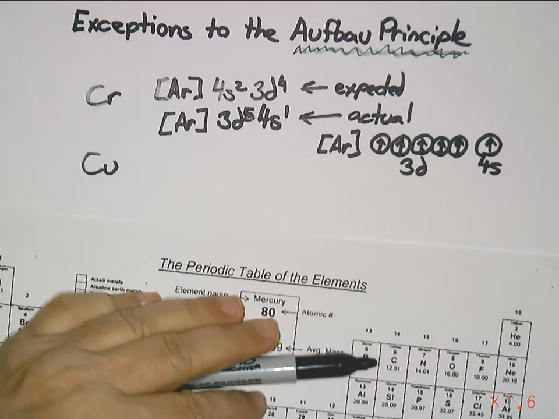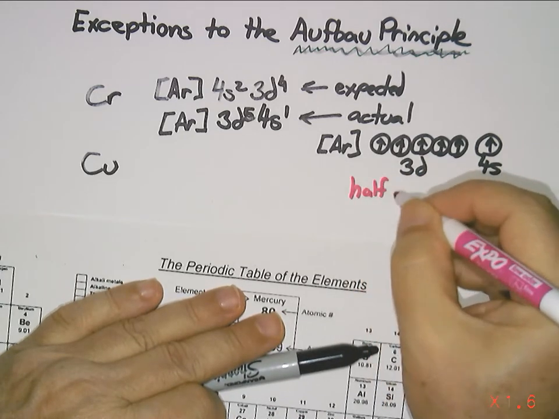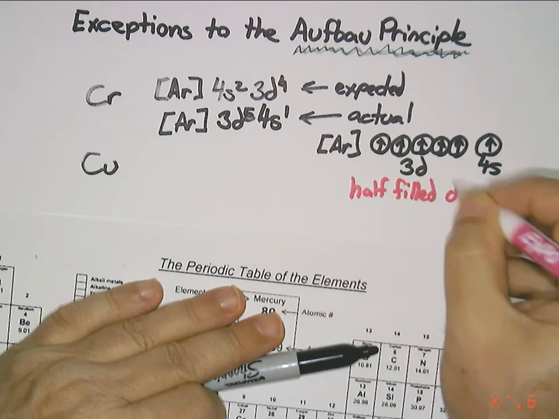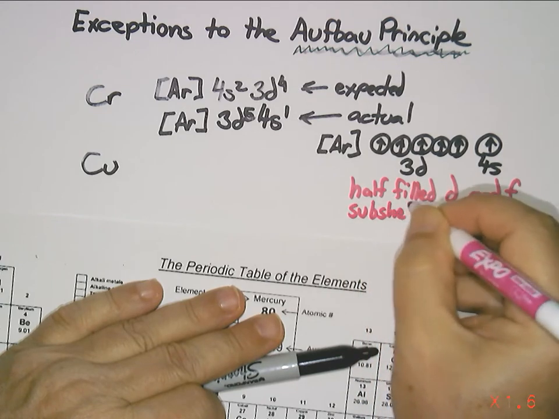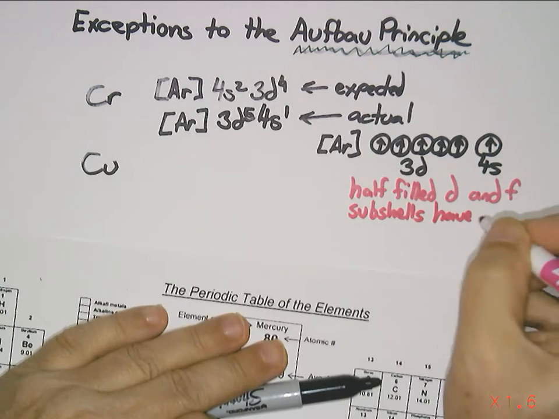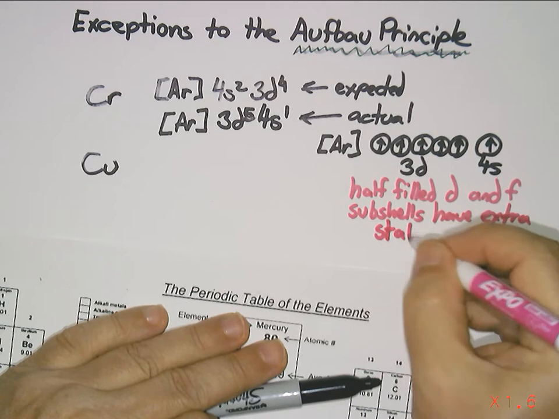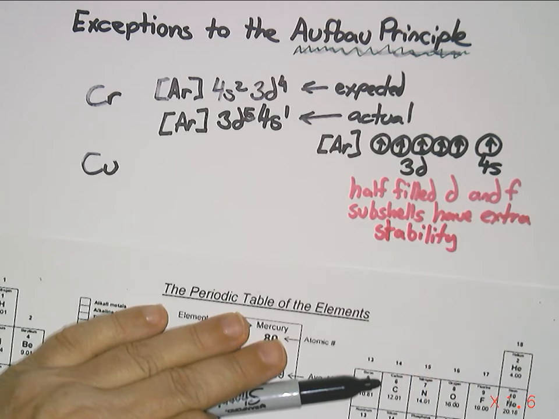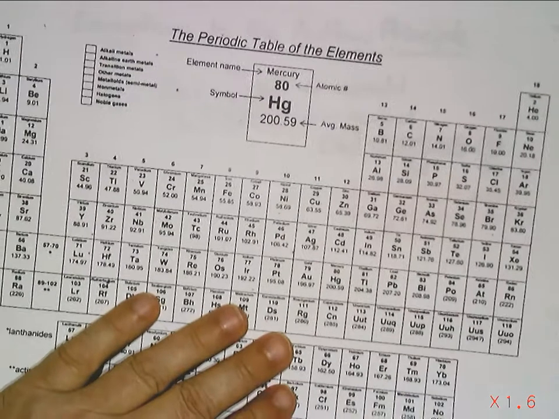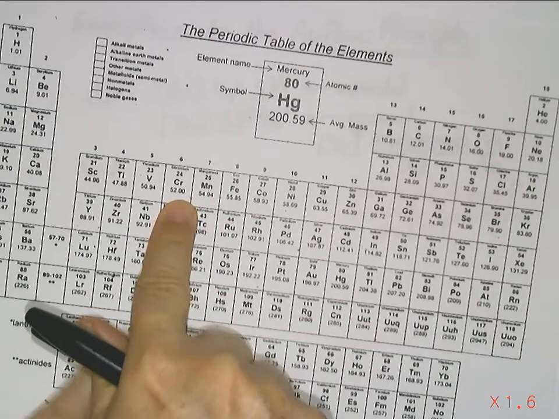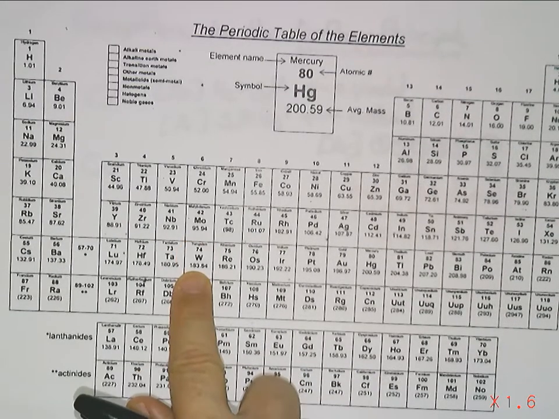Now, you can summarize this. You can say half filled d and f subshells have extra stability. Why? Because you're spreading the electrons out more. So chromium acts that way. 4s tips into the 3d. You'll see that molybdenum does that as well, but tungsten doesn't.